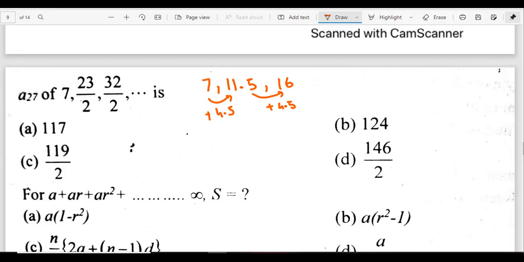I want you guys to pay more attention. We just have a few minutes left. Please pay attention, this is about your future. Do your calculations and tell me what would be the 27th term of the sequence. Practice with me now.